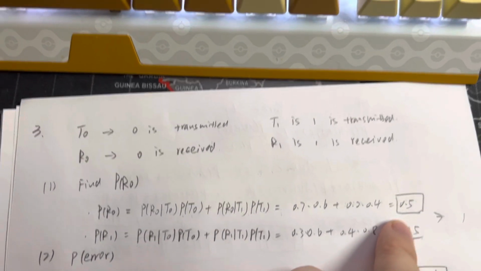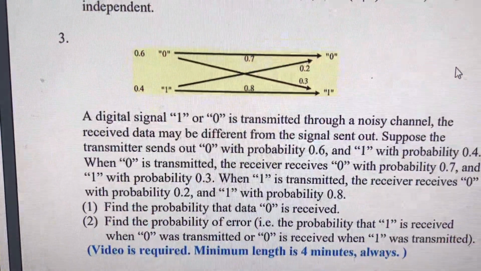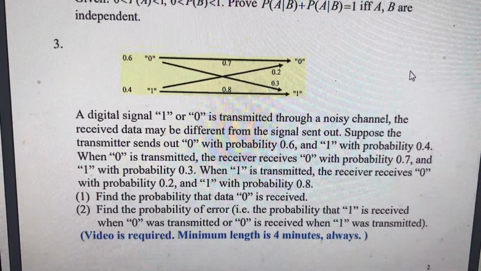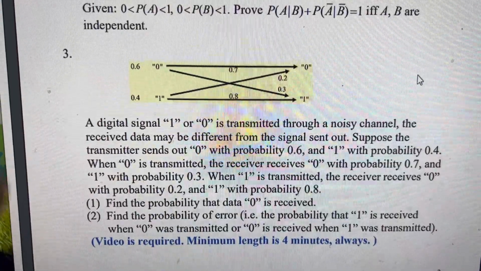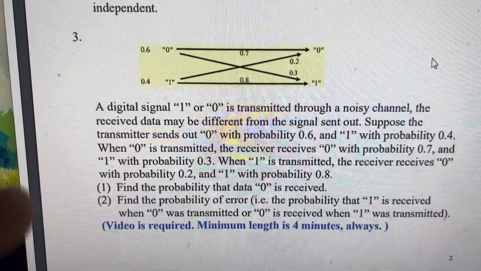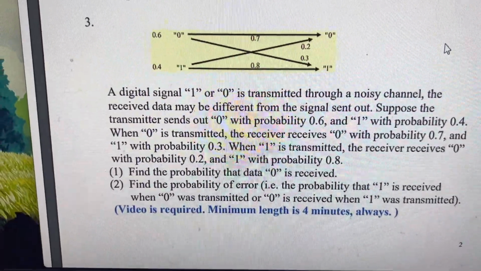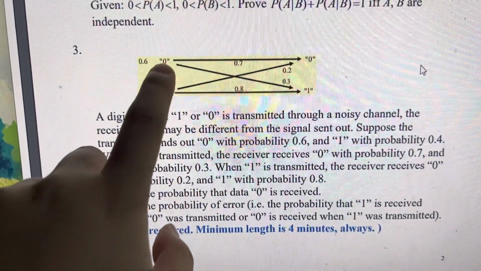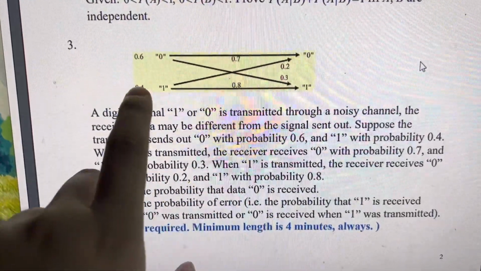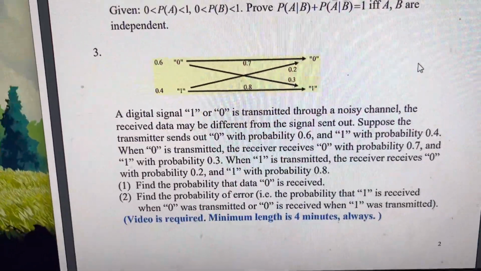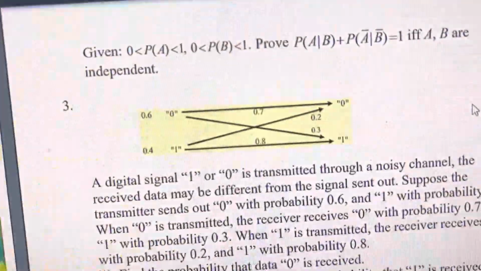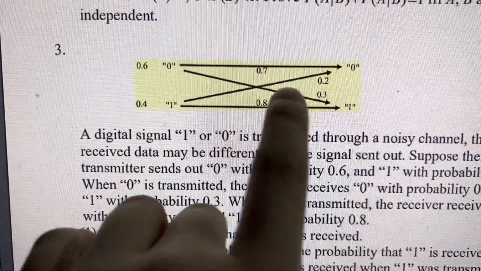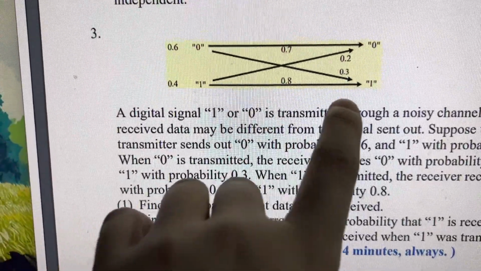And we can check with another way. As we all know, the total probability is always 1, so we can find the probability of 1 received to check whether it is right or wrong. So for 1 there are two ways, from 0 this way and from 1 this way. It's 0.6 times 0.3 this way, and 0.4 times 0.8 this way.